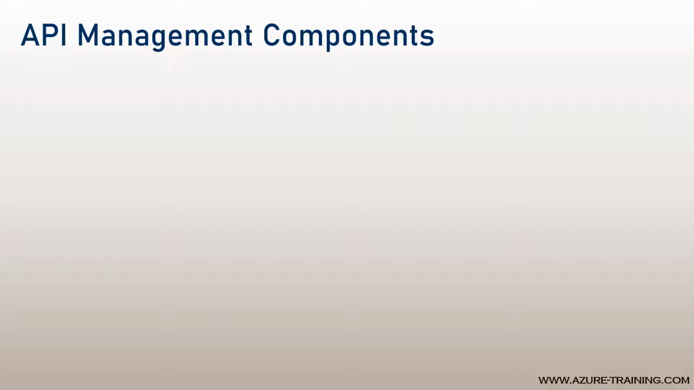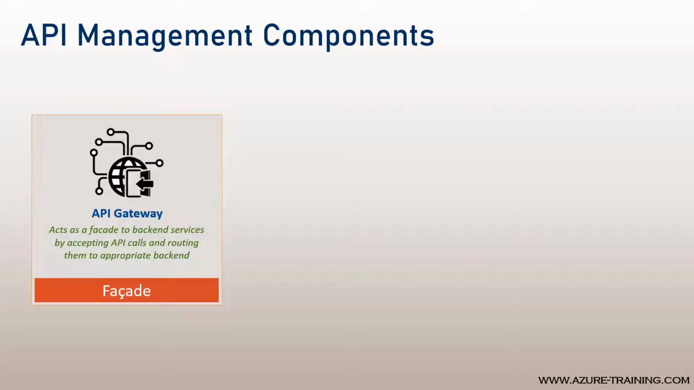So there are three major components of API management. When you create a new instance of the API management service, there are three major components. The first one is the API gateway. All the requests from the client application first reach the API gateway, which then forwards them to the respective backend services, that is, the backend APIs.